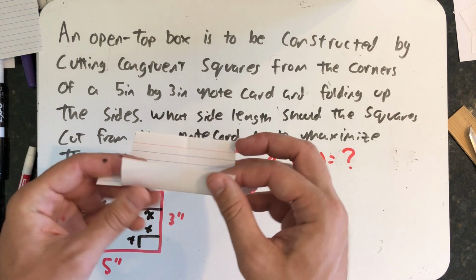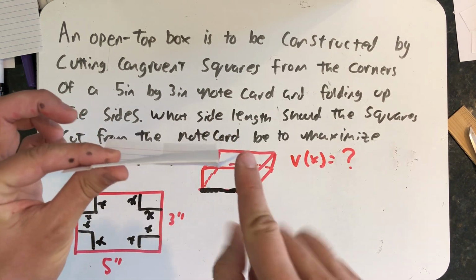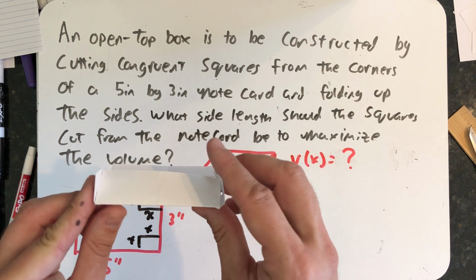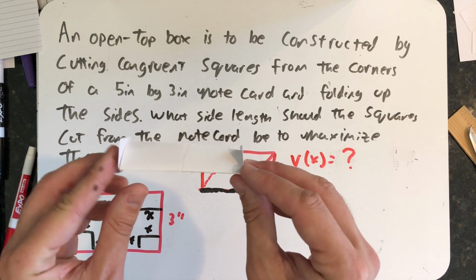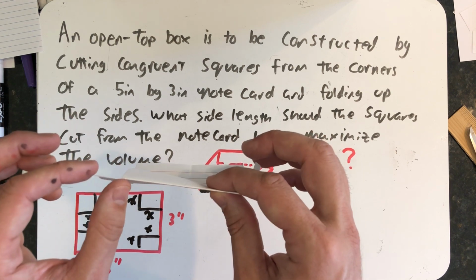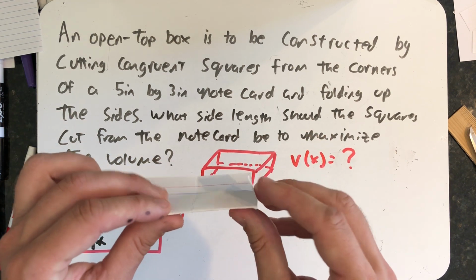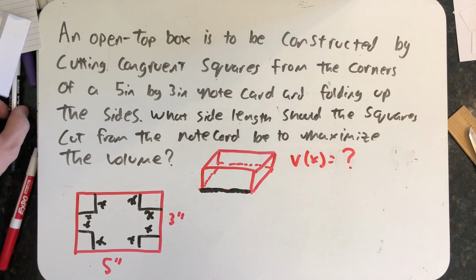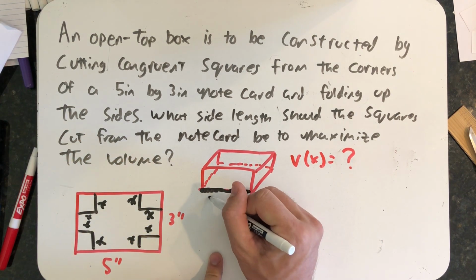So if I look at the side that used to be 5 inches long, when I cut off the squares, I raised up the sides, and instead of being 5 inches long, it was shorter. Well, I called this amount x, and I called that amount x. That's what I cut off, and so this side here is 5 minus 2x inches long.